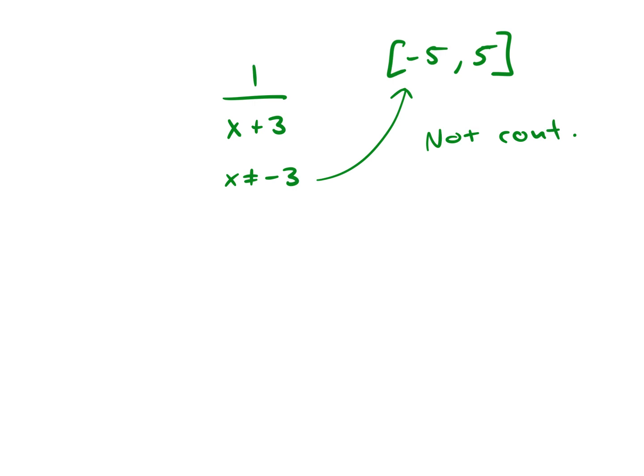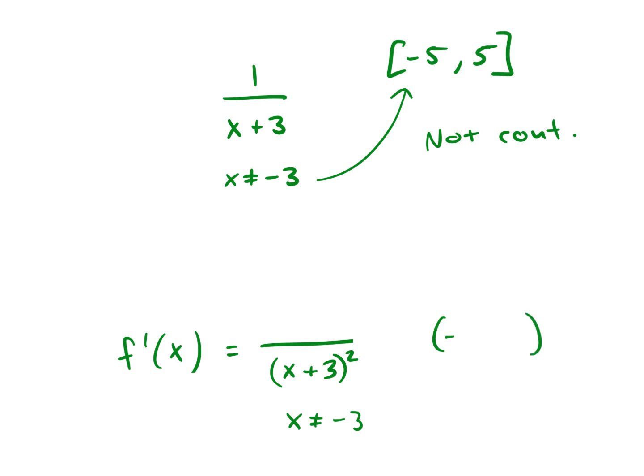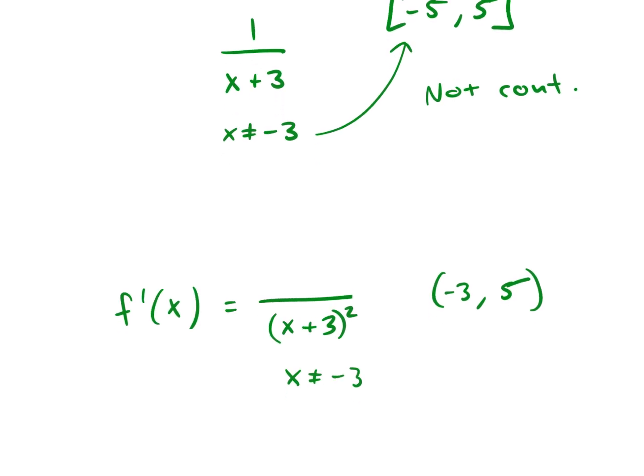So let's say this was our derivative. We found the derivative and we ended up with whatever over, we'll use the same thing, x plus 3 squared. We know that x cannot equal -3 still, but we are checking to see if it's differentiable on the open interval. So if our open interval was from -3 to 5, this is differentiable on this interval. It wouldn't be continuous on the interval because it would be a bracket, but it is differentiable because it's not including -3 in our parentheses.